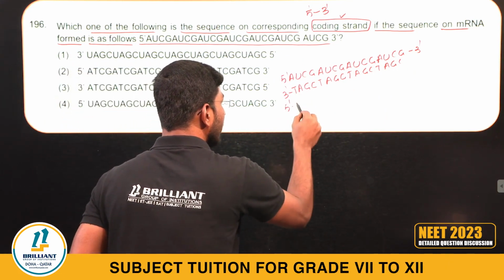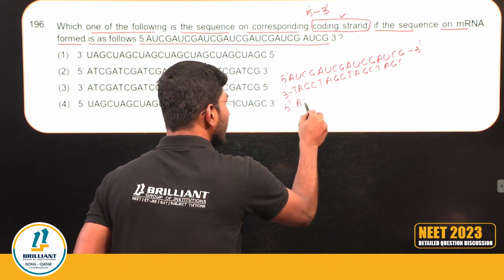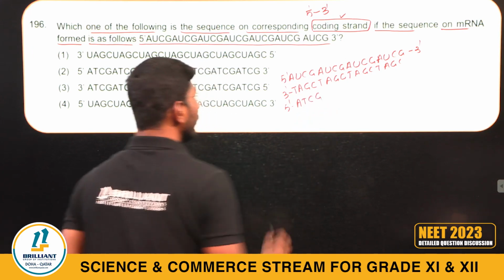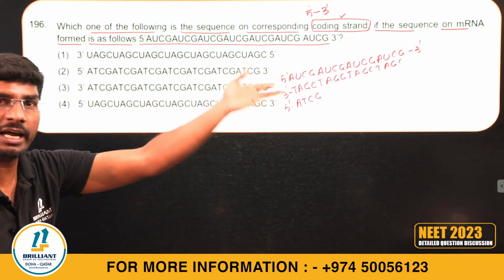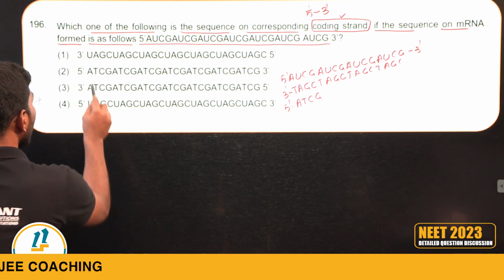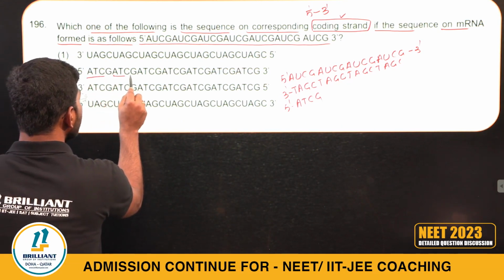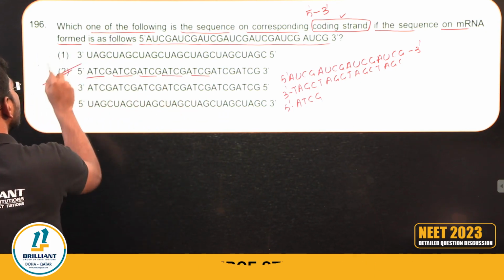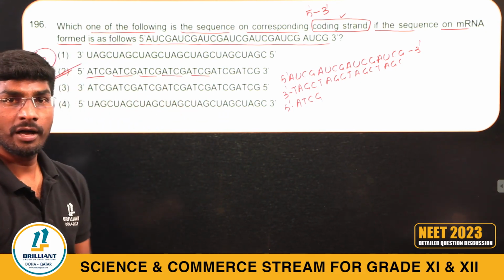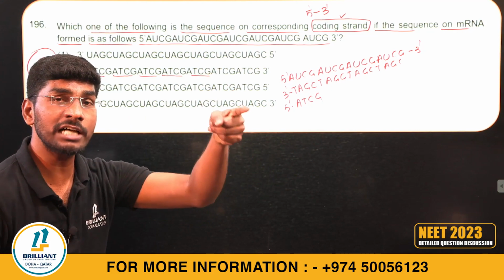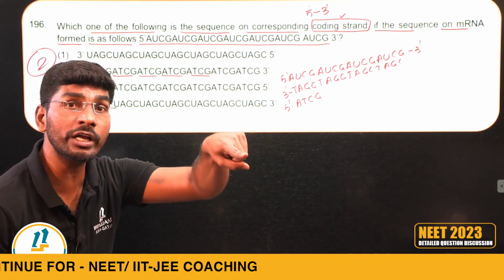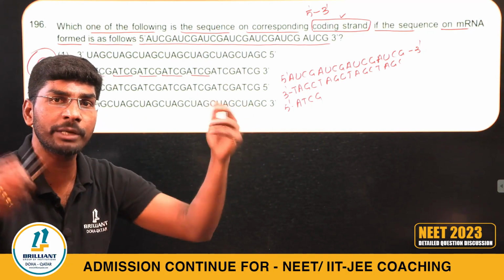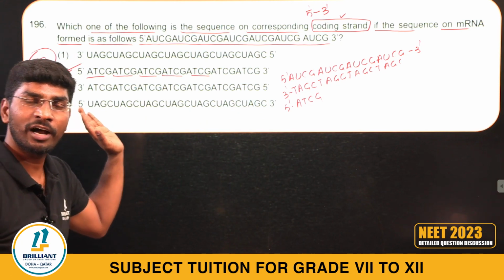What will the coding strand be from here? 5', I can write A T C G, A T C G, A T C G, A T C G, A T C G. The answer will be option 2. They gave the mRNA, and they're asking you to write the coding strand from 5' to 3'. Are you with me, students?